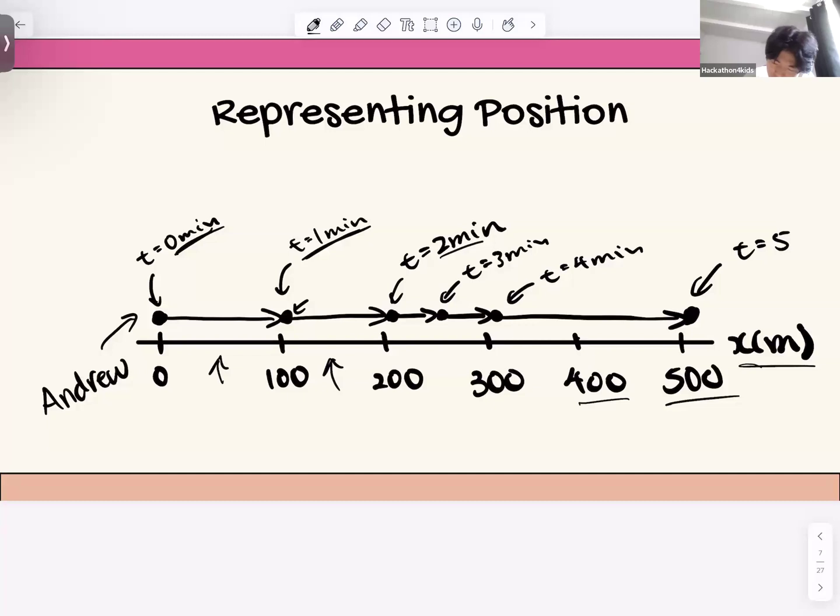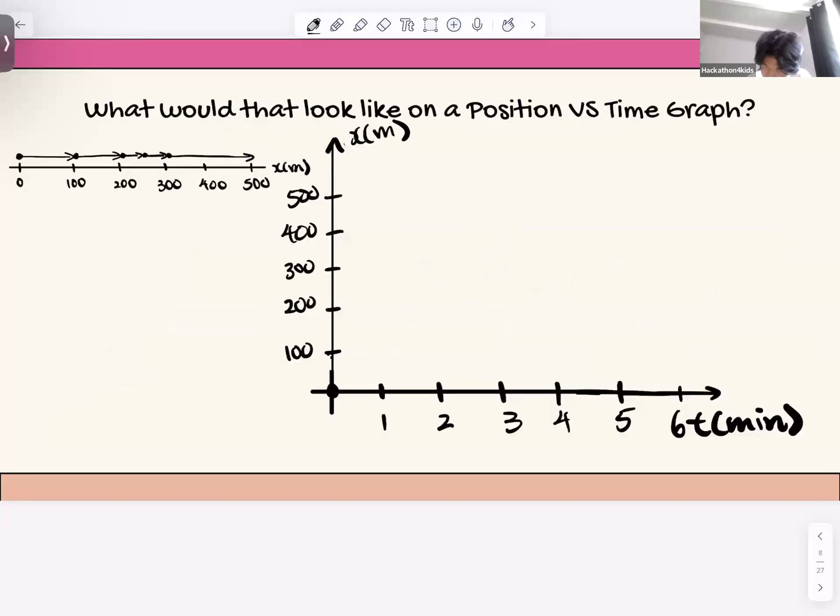So let's try putting this into a position versus time graph. What is a position versus time graph? It's basically a coordinate axis with the x-axis being time, which in this case has units of minutes, and the vertical axis being position, which is in meters. Okay. So here we have a scaled down version of the diagram I just drew earlier. How would this look on a position versus time graph?